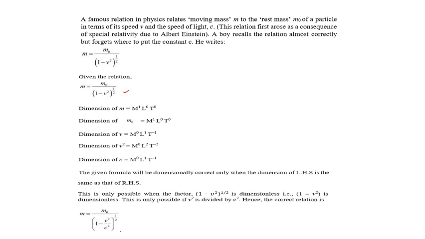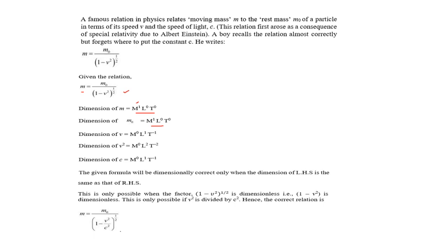In the left hand side we have mass. What is the dimension formula for mass? M to the power 1, L to the power 0, T to the power 0, because mass is the only physical quantity present in the left hand side. Length is 0, time is also 0. Similarly for the right hand side, m naught is also a mass, so M to the power 1, L to the power 0, T to the power 0.